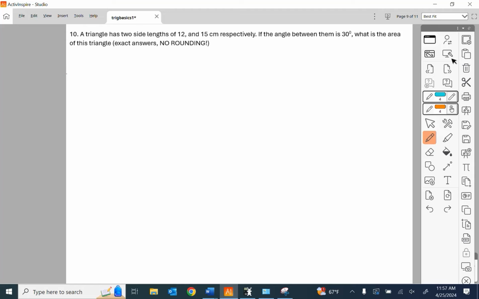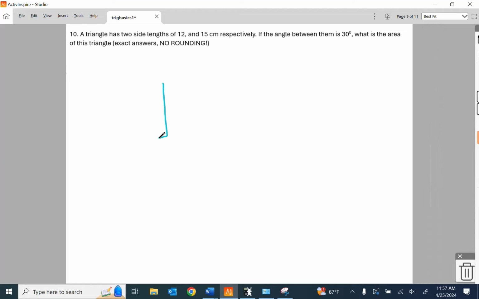A triangle has two side lengths of 12 and 15 centimeters respectively. If the angle between them is 30 degrees, what is the area of this triangle? Exact answers only, zero rounding. So we have a triangle. She has side lengths of 12 and 15. And the big thing is that the angle between them is 30 degrees. And by the way, it's not given. Like, we don't know that it's a right triangle. We do not know this. It is not stated to be right.